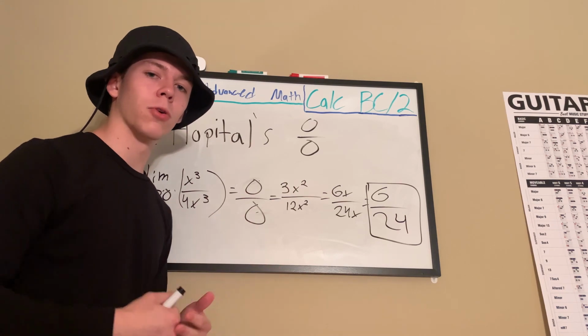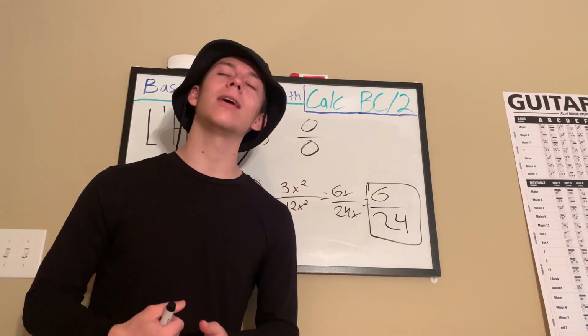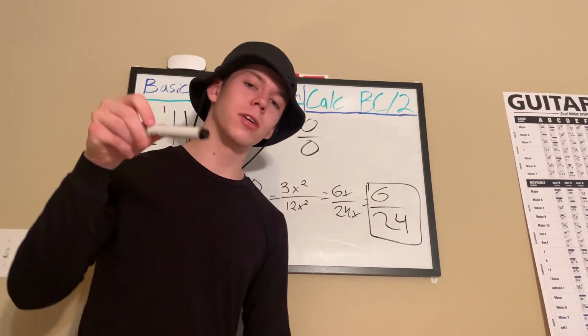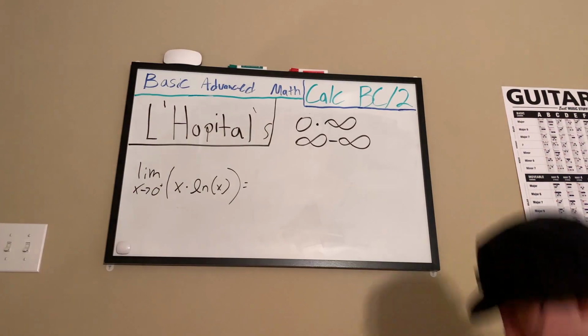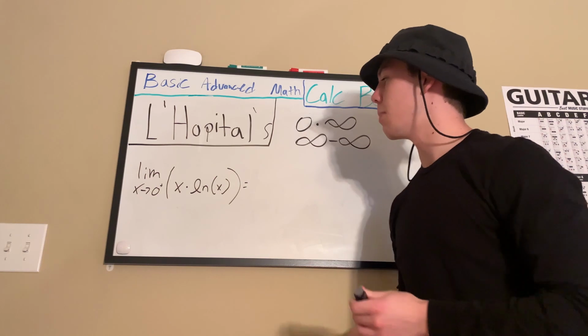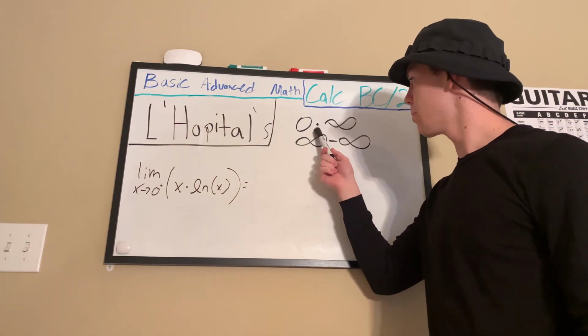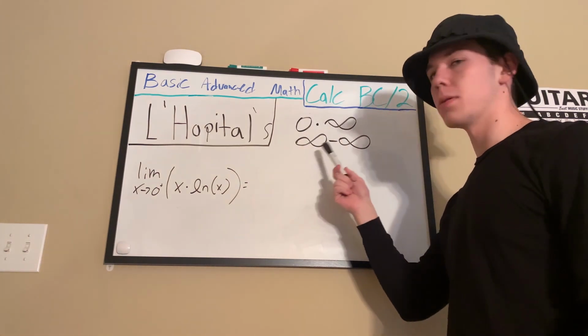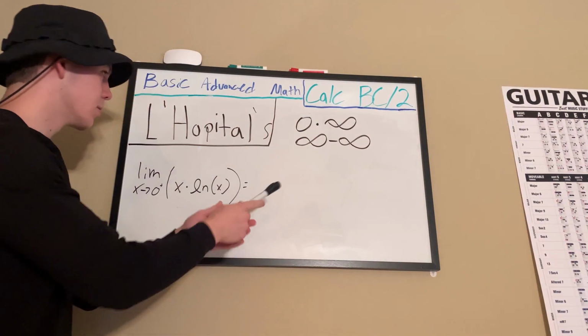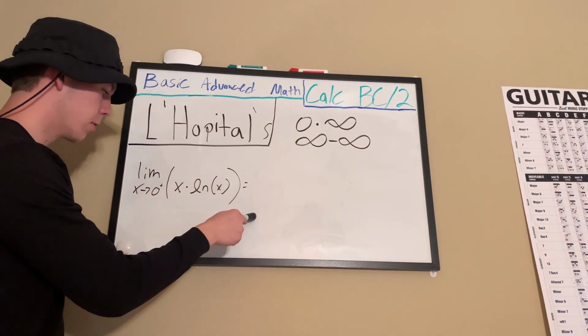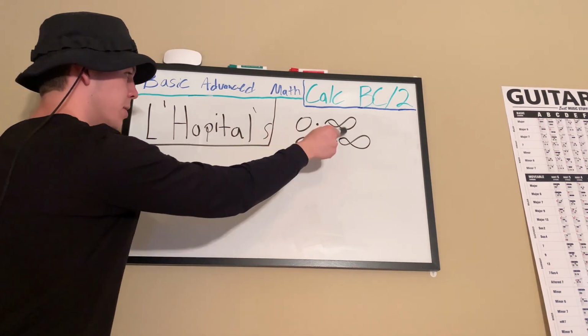Now we're going to start getting into more complex stuff, and this is where it gets crazy. This is where you're going to have to start learning your stuff. So let's go ahead and get straight into that. The next form that we're going to be talking about is if you get 0 times infinity or infinity minus infinity. The example that we're going to be doing is, as you can see, right here. It's going to be the 0 times infinity form.